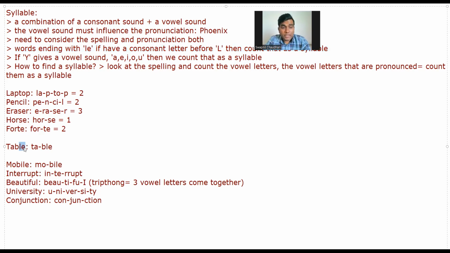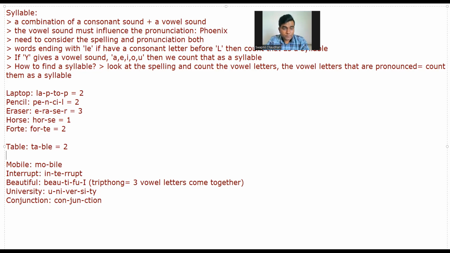And in English, you can quite easily understand we have many words that end with the LE sound, the L sound. We have many words in English, right? So that is why this rule has to be mentioned specifically. So words that end with LE, if they have a consonant letter before L, right? The highlighted part you can see on the screen, that is L, and that is the consonant letter before that. So as a rule, we count that as a syllable. Right? So two syllables. Table, table.